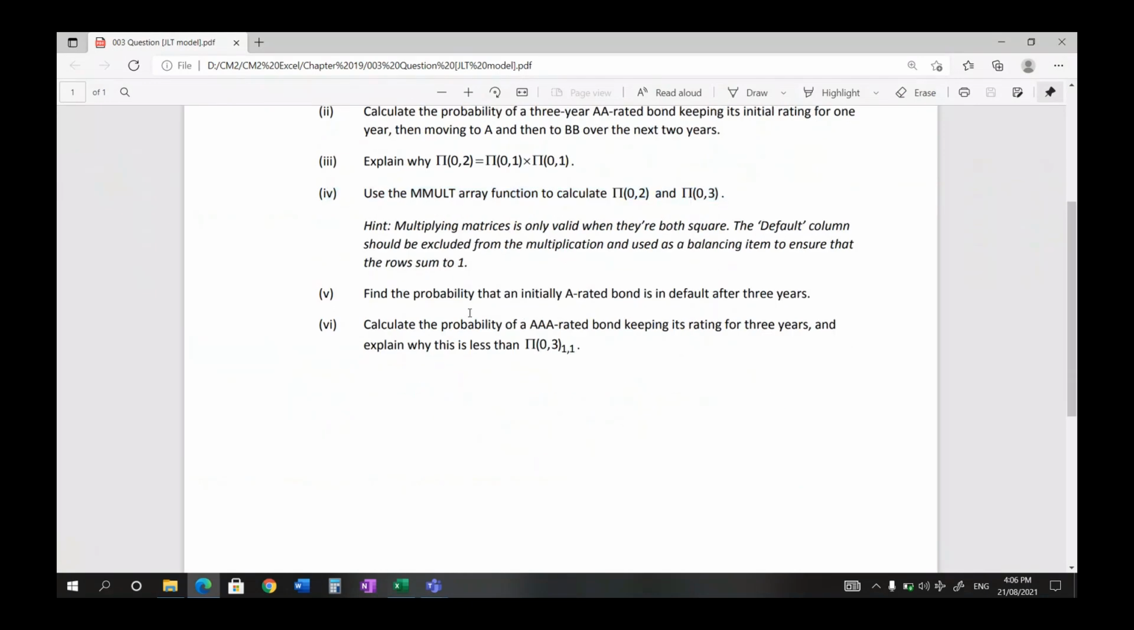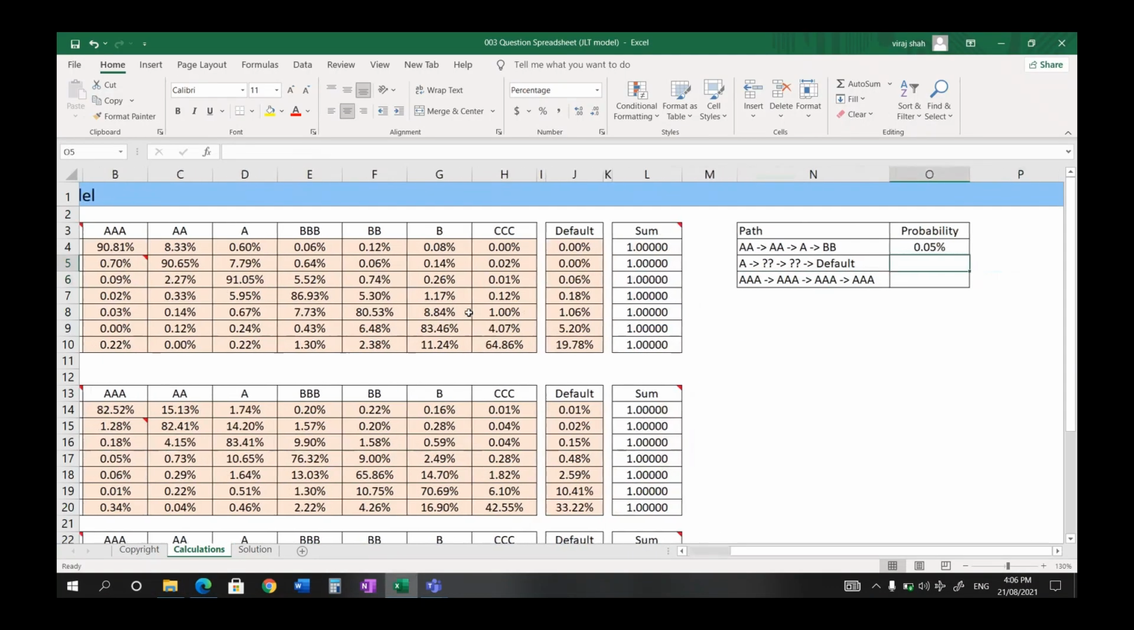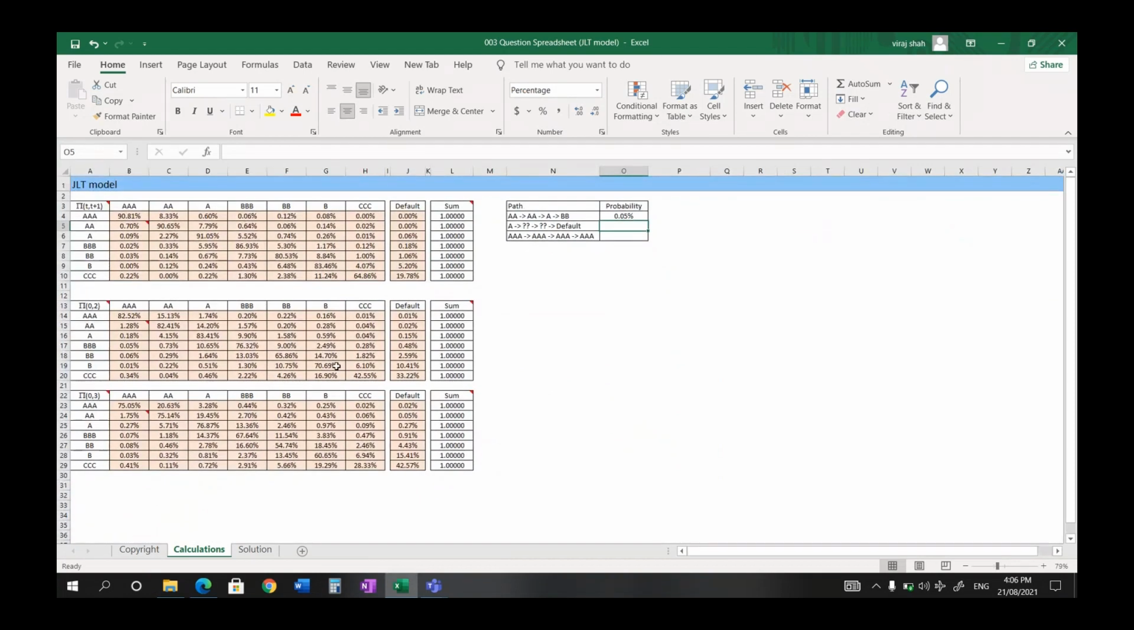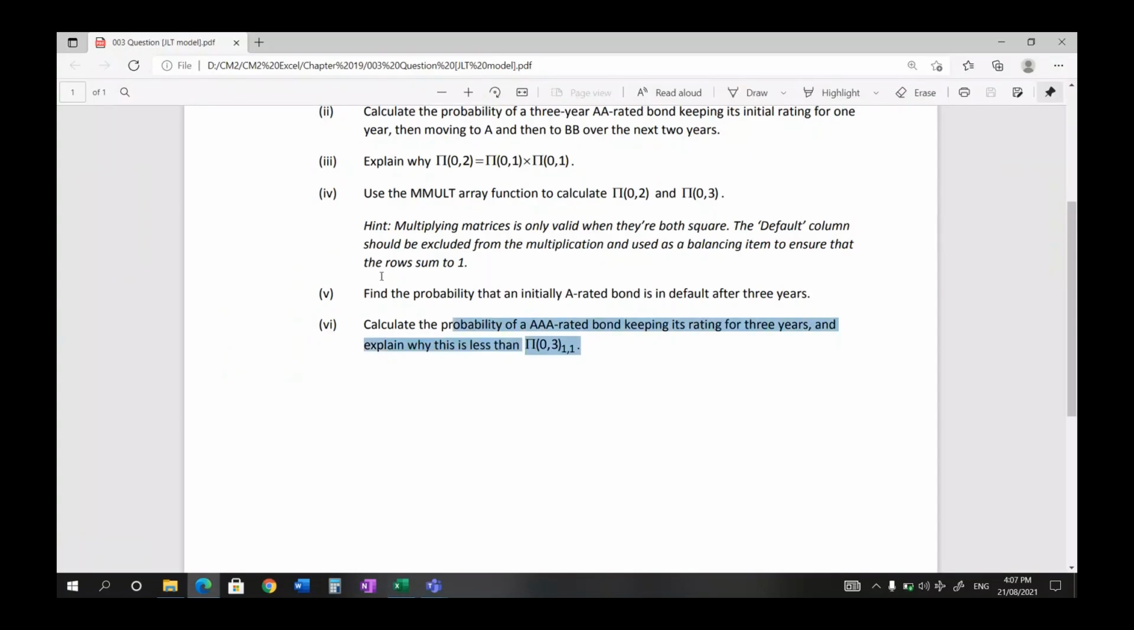Now find the probability that an initial A rated bond defaults after 3 years. So now you can say the probability of A defaulting after 3 years is 0.727. Yeah, perfect. We'll just link it. Done. Now for this value, this will stay the same, 0.05. Yeah, perfect. Done. So with this, we would be done.